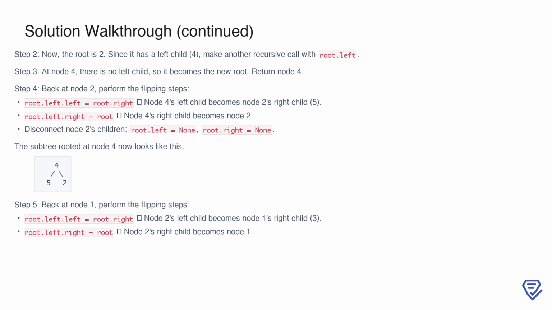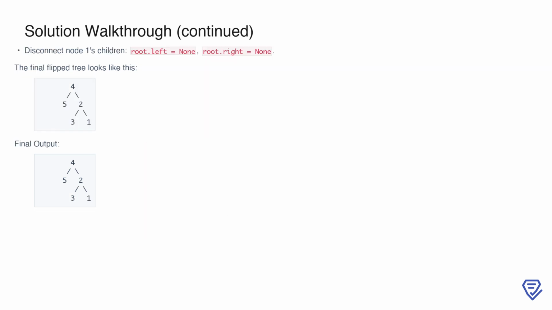Returning to node 1, we now perform similar flipping steps to continue the process. At node 1, we set root.left to root.right, meaning node 2's left child becomes node 1's right child, which is node 3. Then, root.left.right is set to root, so node 2's right child becomes node 1. Lastly, we disconnect node 1's children by setting root.left and root.right to none.